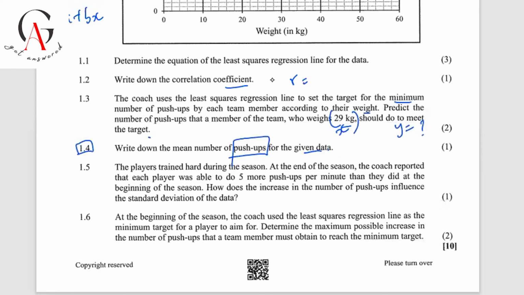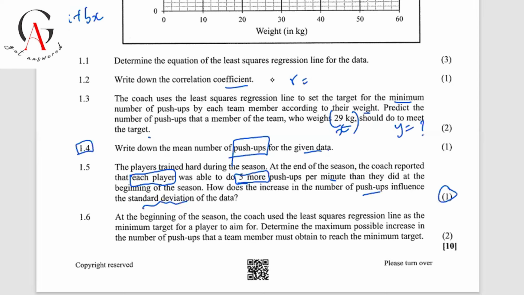The players trained hard during the session. At the end of the session, the coach reported that each player was able to do 5 extra push-ups. Okay, each player, in other words, all the players had something added, which was the same per minute, than they did at the beginning of the session. How does the increase in the number of push-ups influence the standard deviation for 1 mark?